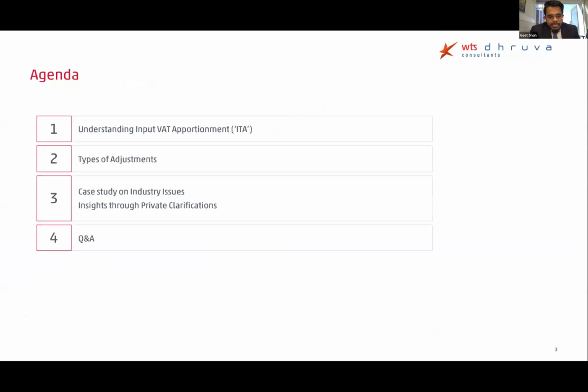Okay, moving on to the next slide. So today's agenda is in 4 parts. The first part is understanding what is input tax apportionment and how it is to be calculated, and then discuss some of the annual adjustments that you have to make in your VAT return at the end of the year, and then we'll take up some industry issues and prior clarifications that we have got in our consulting firm. And last but not least, we'll take up a Q&A to take up your questions, and we'll be able to answer them if time permits. So that's how we have prepared the agenda.